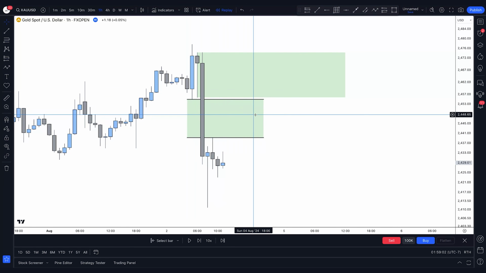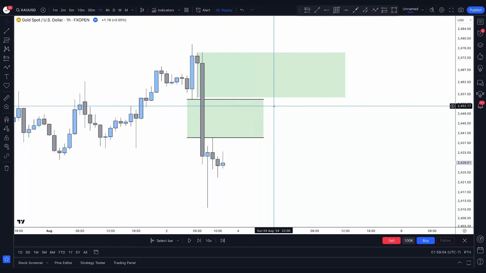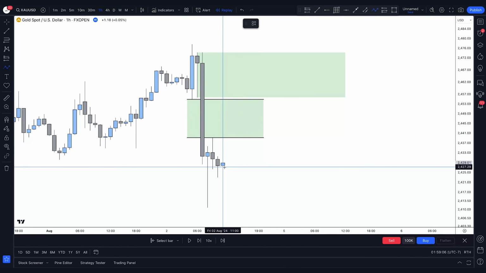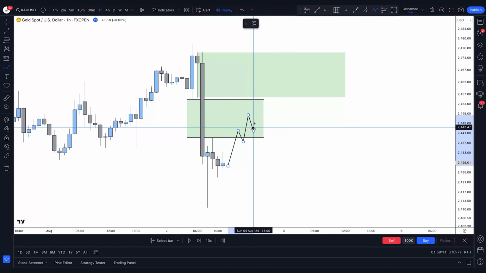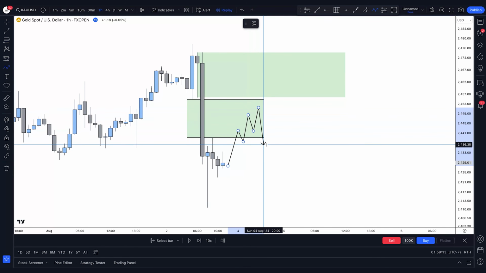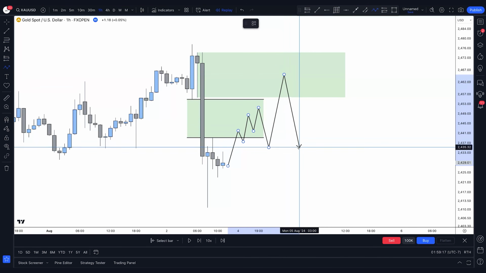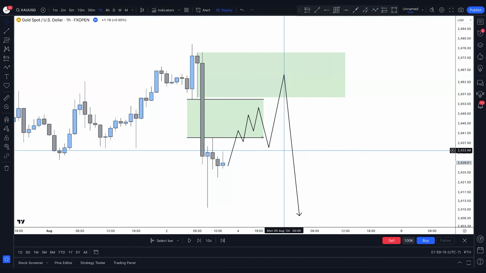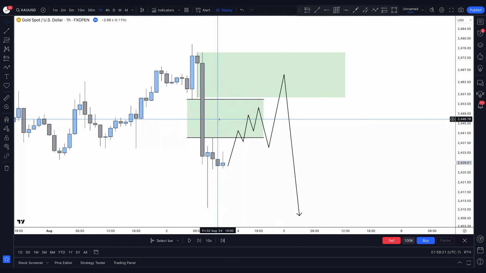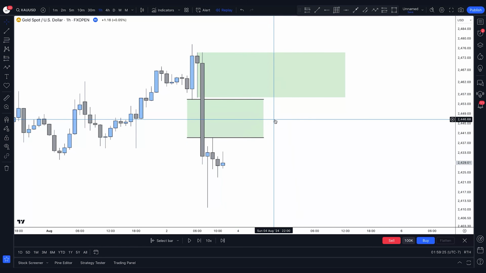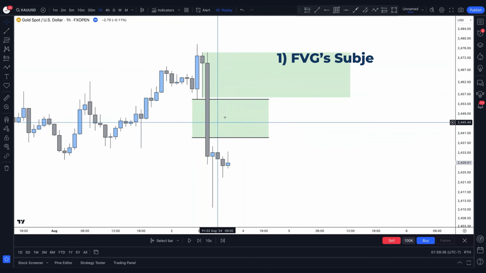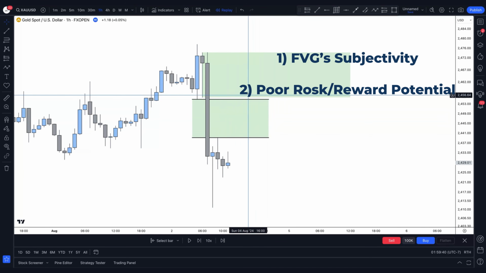In certain situations, fair value gaps won't allow you to get a good risk reward unless you wait for confirmational shifts on low timeframes within them. But even these, because the market's trading in an imbalance, can be very low probability. It's quite common that we'd see a reversal like this, but then the market will just continue up and trade towards supply anyway. So, yes, you can wait for confirmation inside fair value gaps, but the odds of that actually succeeding a lot of the time are still pretty slim. So the first two reasons are the subjectivity around fair value gaps and the poor risk reward potential that comes out of a lot of these.